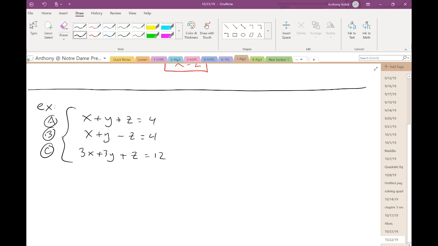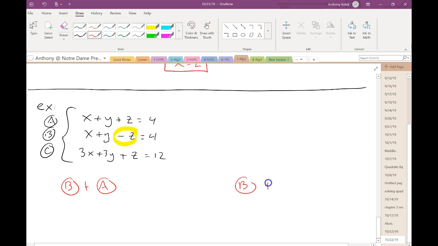Which variable seems like the easiest one to eliminate first? I would do z's. And which of the three equations would I use as my eliminator equation? I'd use b as my eliminator because when I add b to either a or c, the z's will automatically eliminate. I don't have to multiply anything by anything, right? That's pretty nice. So we're just going to do a plus b and also b plus c.